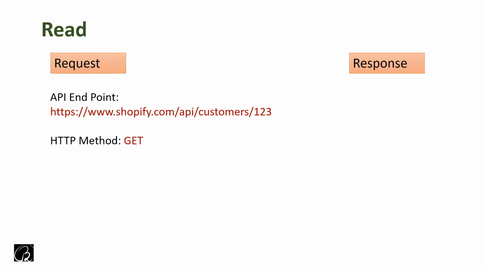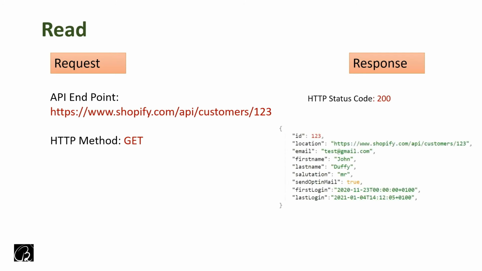So the response that I will get from the server, it should be, let's say, like HTTP status code 200, that is okay, everything is fine. And this is the data, like this is the customer details we just have stored, right? So we are getting the details.